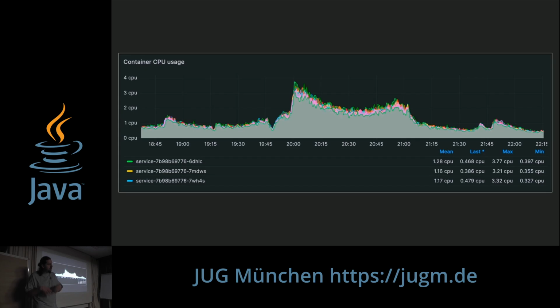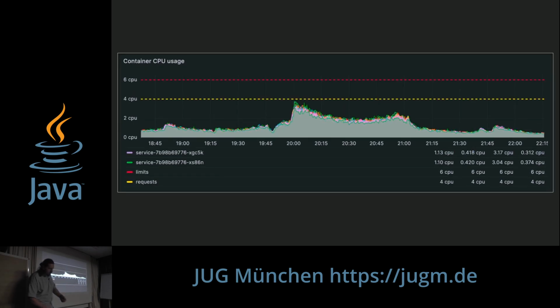So this panel should give you a complete view. And by that, I mean you add limit, you add request, yeah? If you look at this picture, you request 4 CPUs per one instance of your deployment, and you have a limit of up to 6 CPUs.